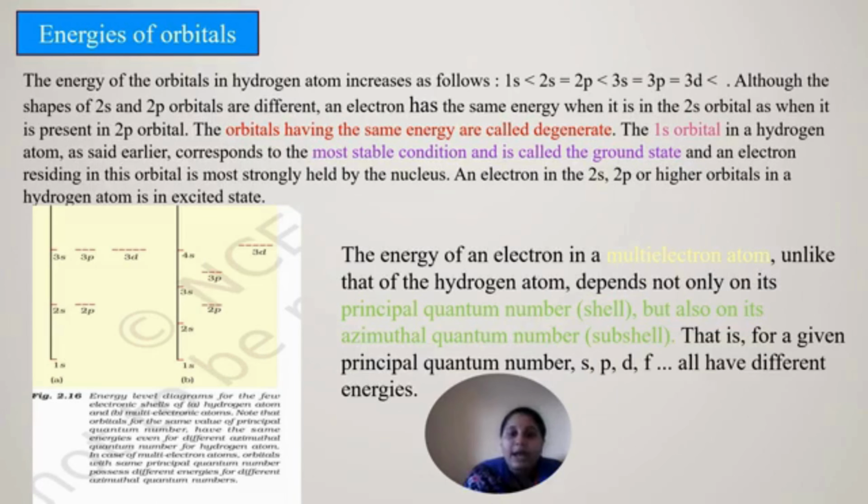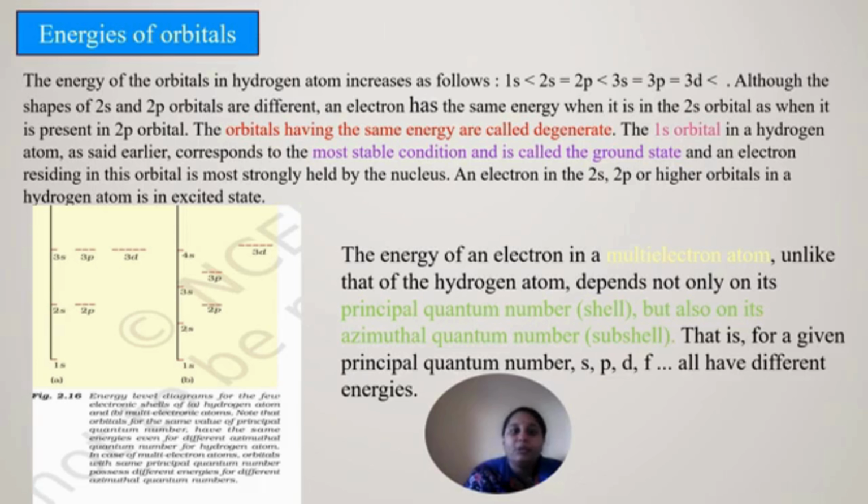So the 1s orbital in the hydrogen atom is the most stable condition and it is called the ground state. And the electron in the 2s, 2p or higher orbitals in the hydrogen atom is in the excited state. So we can see here in the figure it is given as 1s, 2s, 2p. So this is the energy level diagram for the hydrogen atom. This is for the multi-electron.